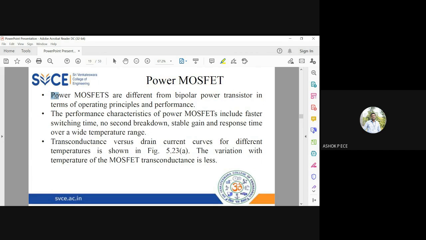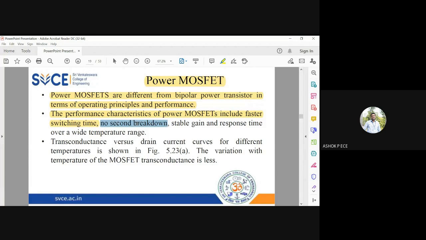Power MOSFETs are different from BJTs in terms of operating principles and performance. You know that a BJT is a current controlled device, whereas a MOSFET is a voltage controlled device, right? So the operating principles of power MOSFETs and power BJTs are completely different. Power MOSFETs are comparatively superior in performance when compared with power BJTs. In power MOSFETs you have faster switching time. The device can switch from on state to off state in a very short time. It will not take a longer amount of time. It can switch between the states very quickly.